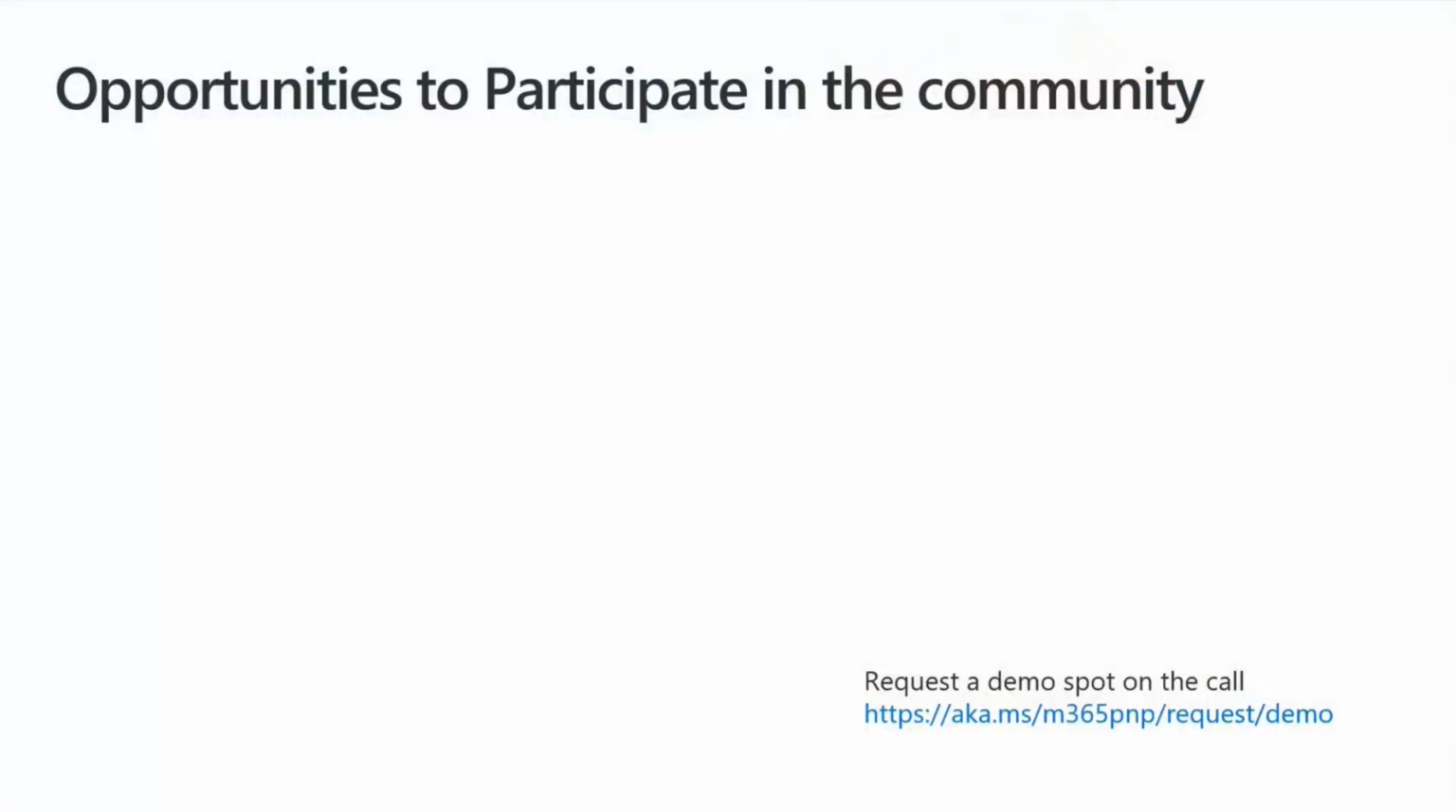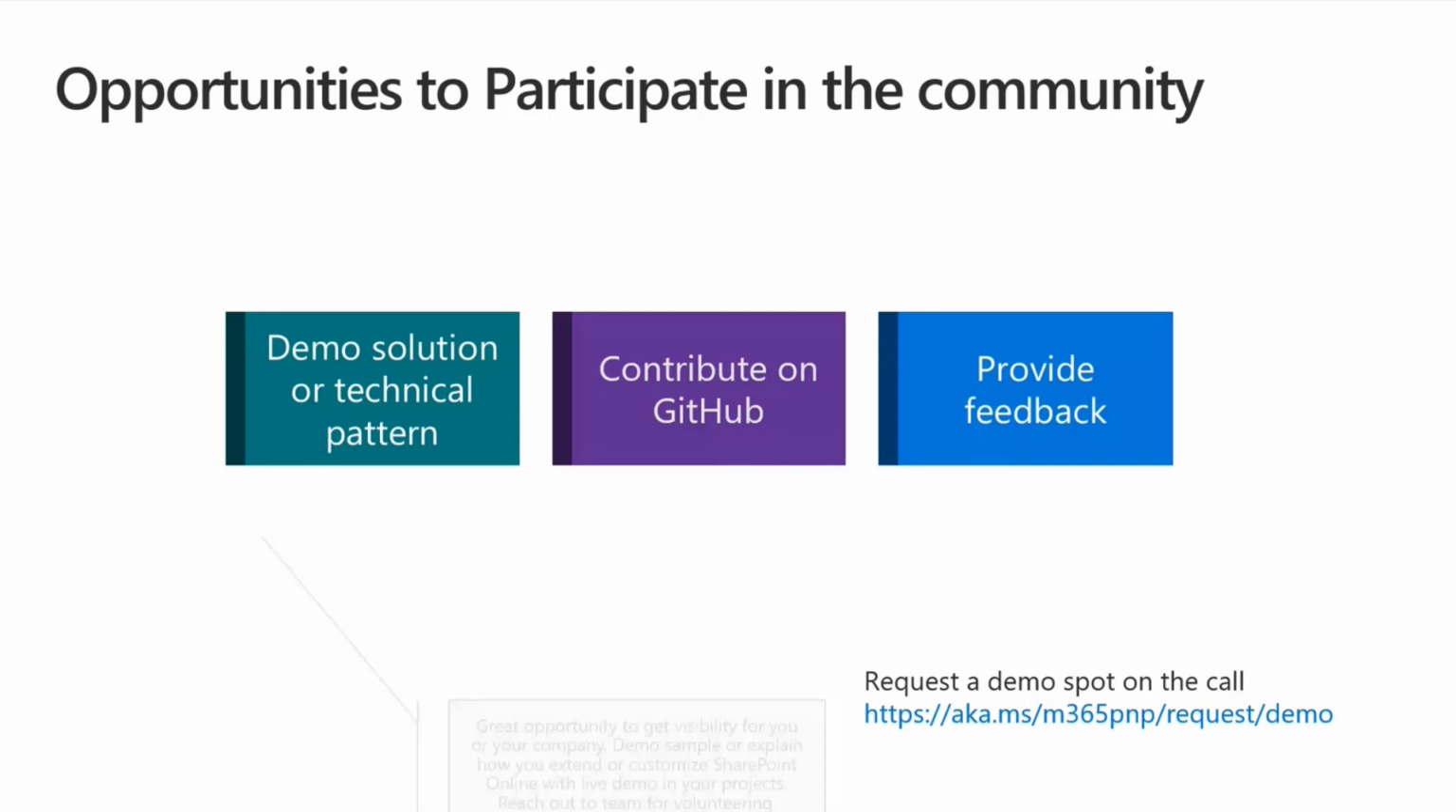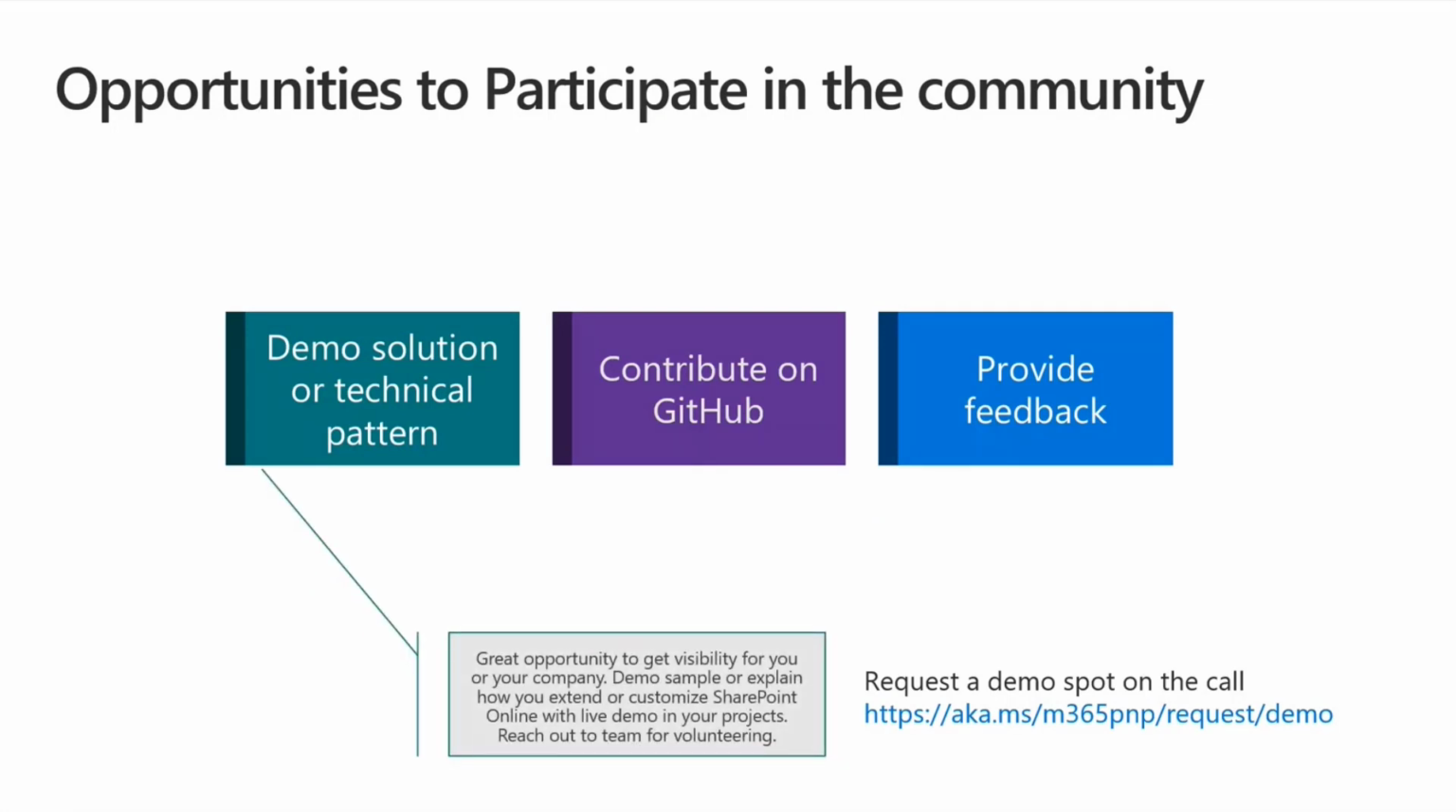So let's begin with a review of how you can get involved and start participating in the community. If you would like to demo a technical or solution pattern, that is an opportunity for you. This is a community initiative, and so you have that opportunity. You can request a demo spot at aka.ms/m365pnp/request/demo, or you can contribute on GitHub. We'll talk a little bit more about this in a moment. We are an open source community, and you can provide feedback, both good and constructive. We would like to hear it all.